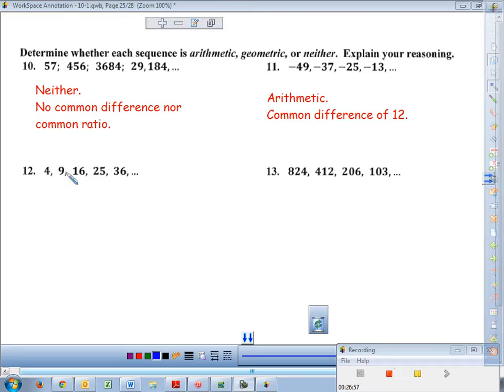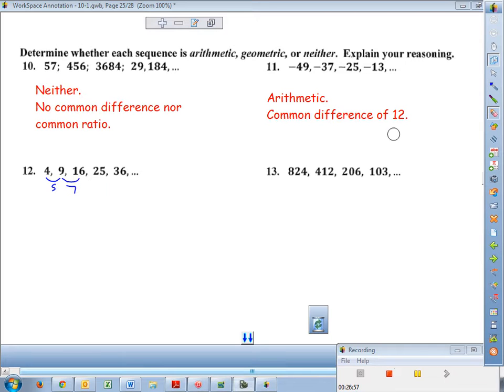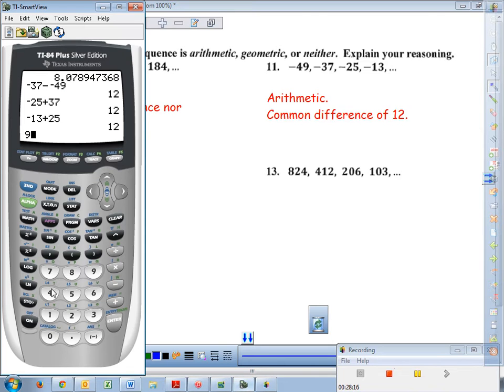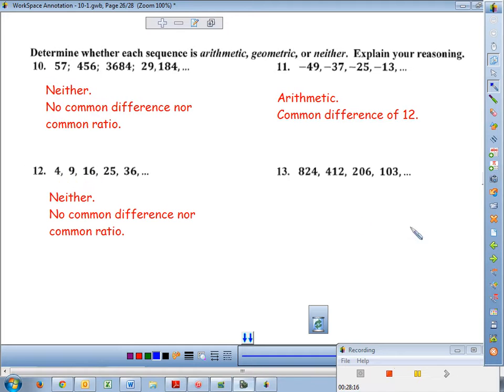On the next one, it kind of looks like it would be an arithmetic sequence. If you take 9 minus 4, you'd get 5. If you take 16 minus 9, though, you get 7. So no good right there. Okay. What if it's geometric? Well, let's take 9 divided by 4, and you'd get 9 fourths. Then if you take 16 divided by 9, you get 16 ninths, and these are not the same ratio. You can double check in your calculator. So this is a neither also, because there's no common difference or common ratio.